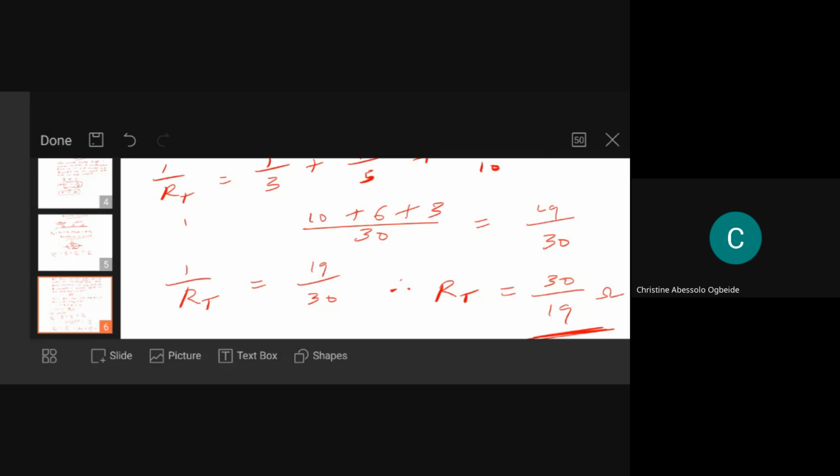Now, let's look at these factors that affect the resistance of a circuit. Remember we say that resistance is simply the opposition of electric current. And according to Ohm's law, the current should be proportional to the potential difference.